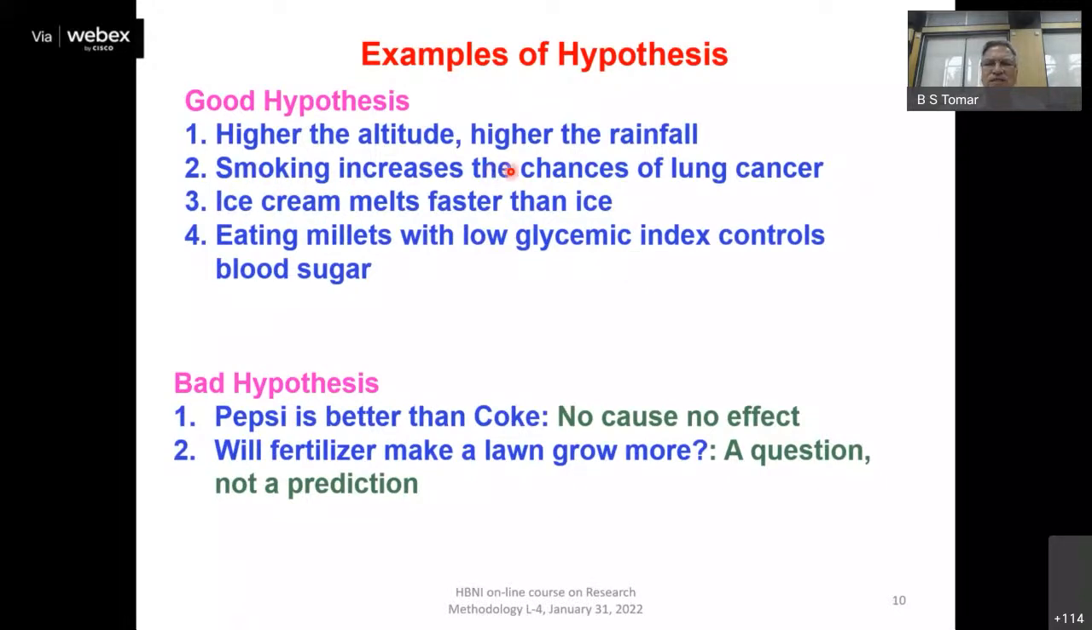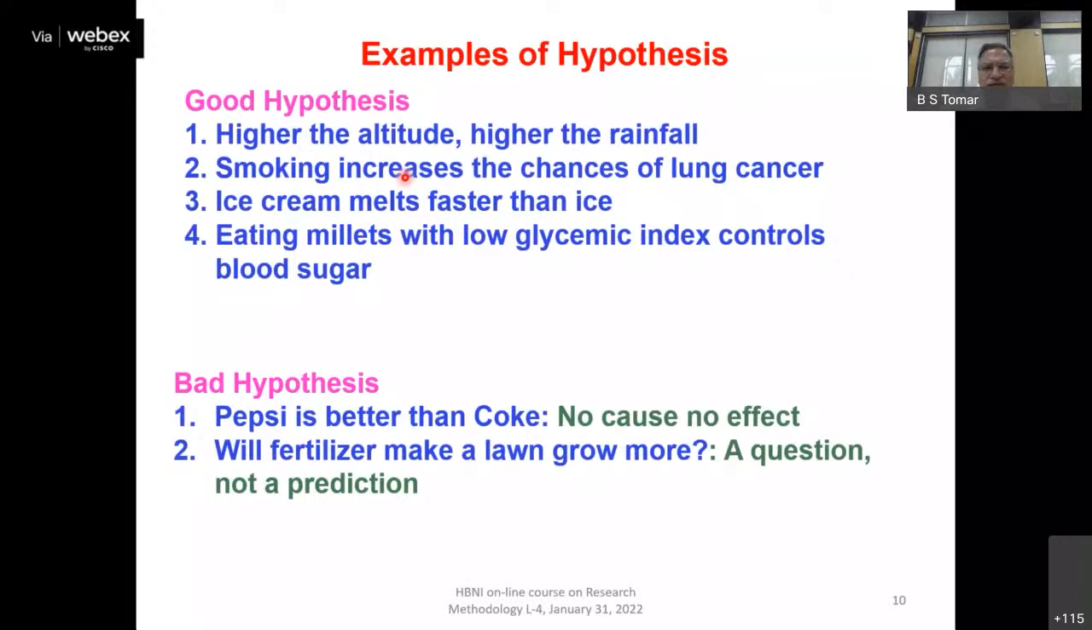Smoking increases the chances of lung cancer. So you can do a survey of people who smoke, and also you have to have a control sample of people who don't smoke. And then you monitor their health for a period of a few years and come out with the statistical data whether people who are smoking have a higher chance of getting lung cancer or not. And you know that presently it is known that smoking does indeed increase the chances of lung cancer.